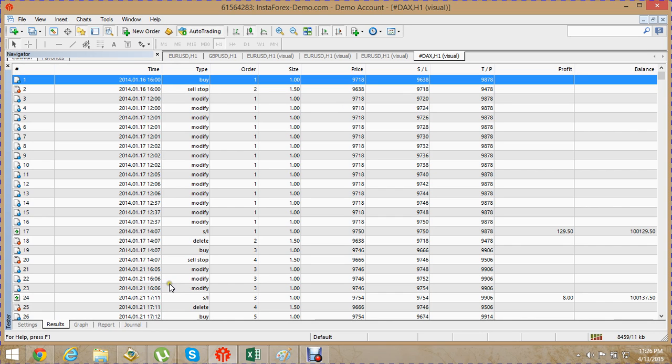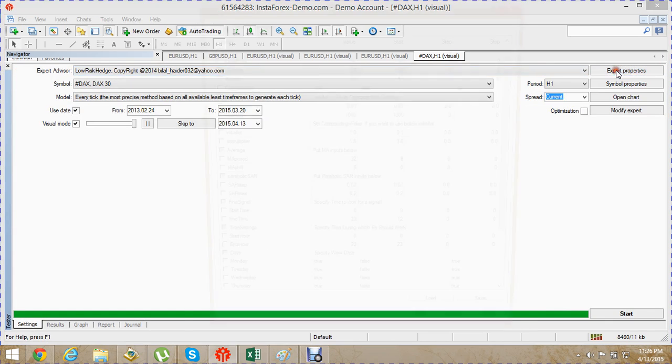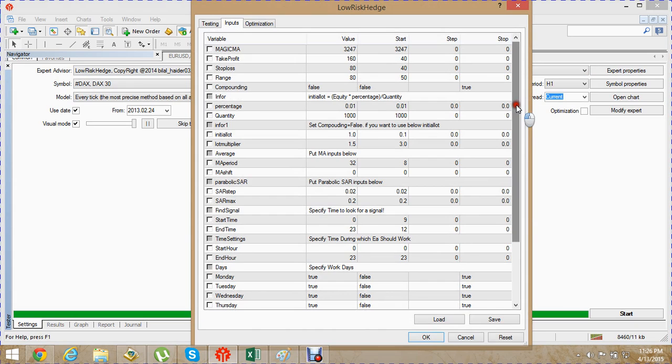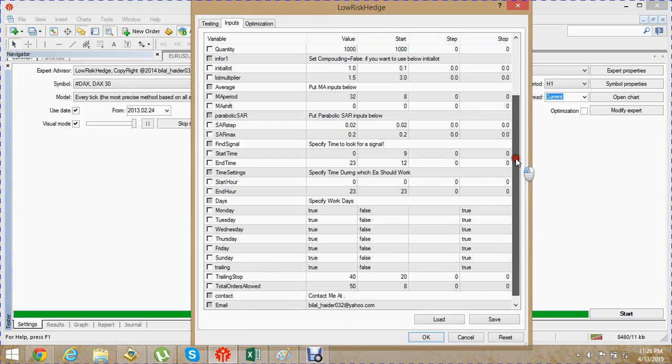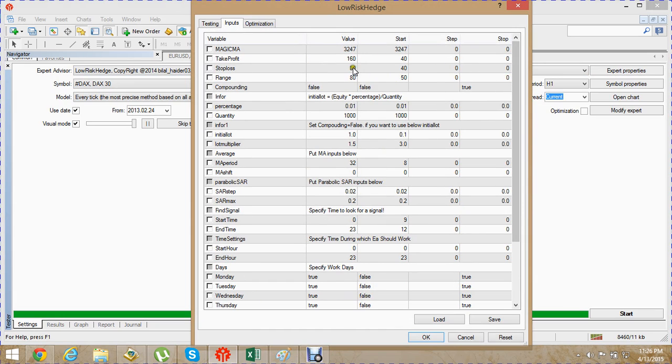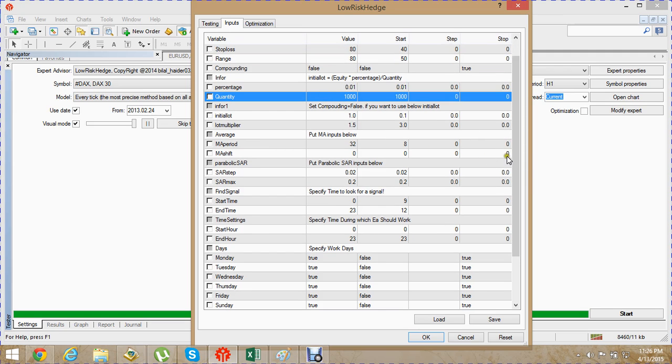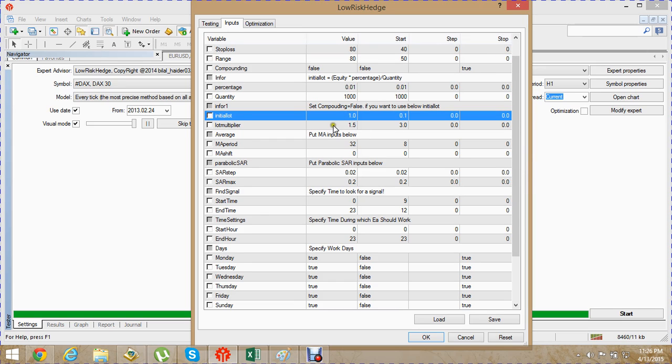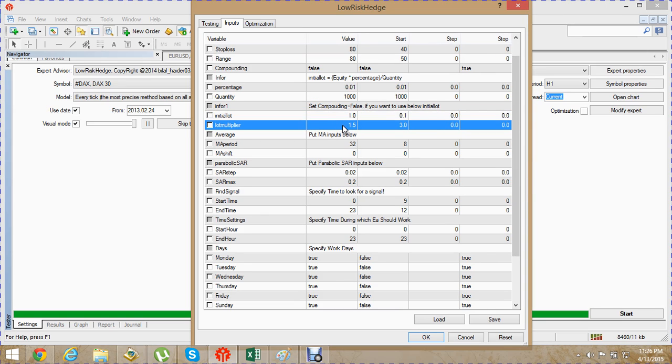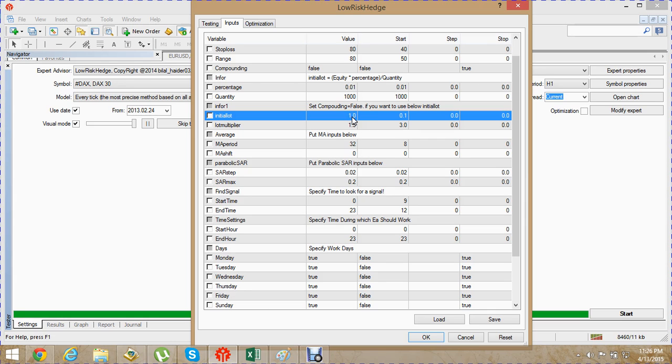Okay, let me go ahead and show you my EA settings, and then you will know what I mean. So my stop loss is 80 pips, my range is 80 pips, and my take profit is 160 pips. You don't worry about these percentages. My initial lot is 1, then all of my next trades' lot size will be multiplied by this lot multiplier. So my first lot is 1, my second trade lot will be 1.5, my third trade will have 2.25, and so on and so forth.